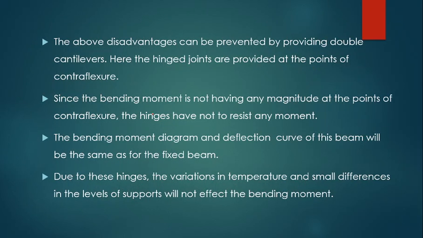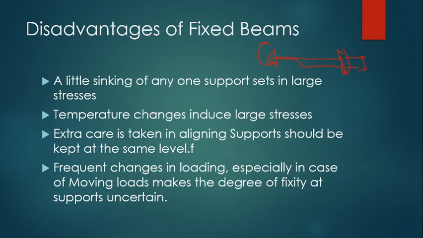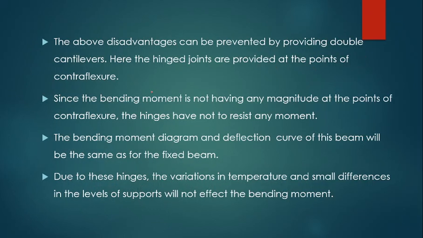We're going to see the next diagram, the bending moment diagram. We are going to have 2 points of contraflexion, wherein the bending moment is exactly 0, and there you can put additional hinged joints. Thereby, the disadvantages discussed earlier can be eliminated.